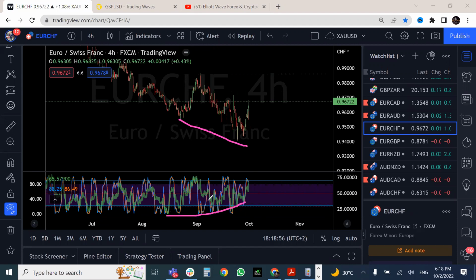Even as this was going down, the trend was already changing from mid-August on Euro Chief. So we've got that move to the upside. We expect that this should continue to the upside going into the new month.